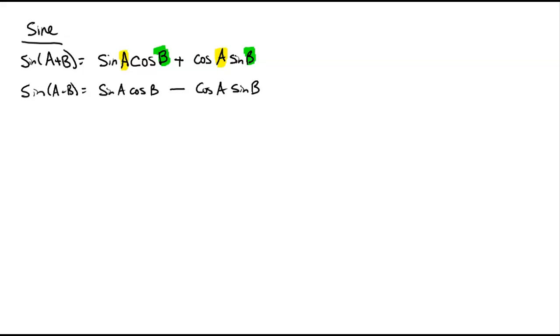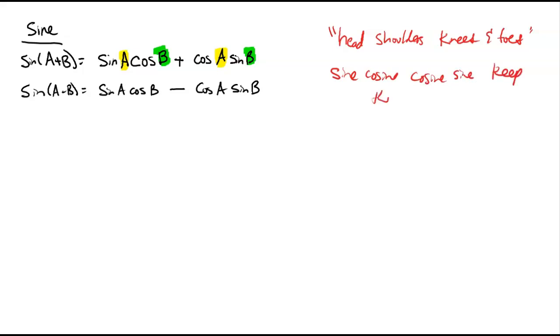There is a tune that you can memorize this to, and it is head, shoulders, knees, and toes. So that little song: head, shoulders, knees, and toes, knees and toes. How we say it is sine, cosine, cosine, sine, keep the sign. So again, it's a little song to help you remember your sine.